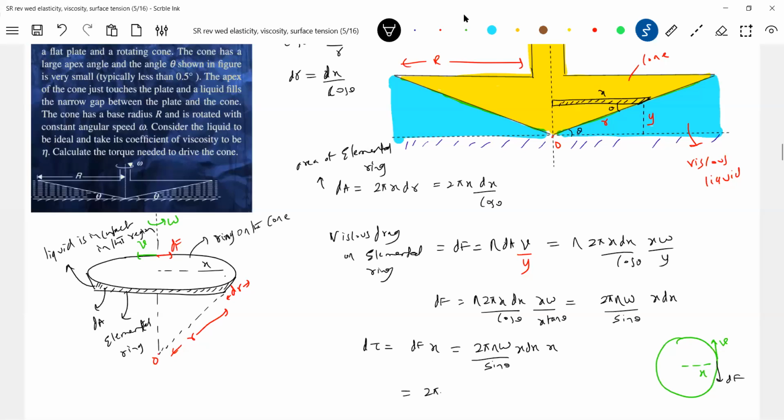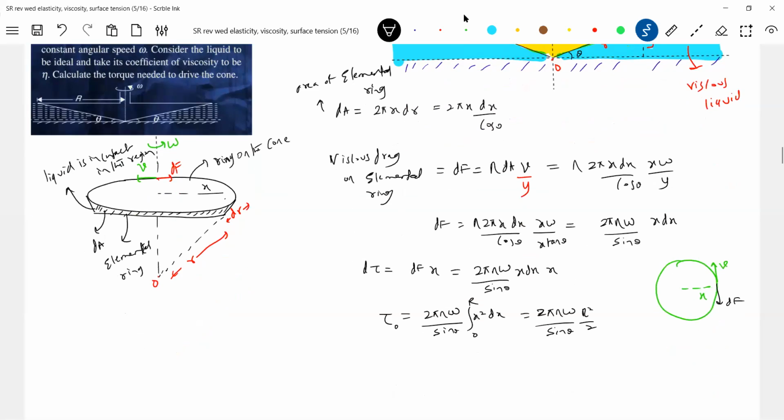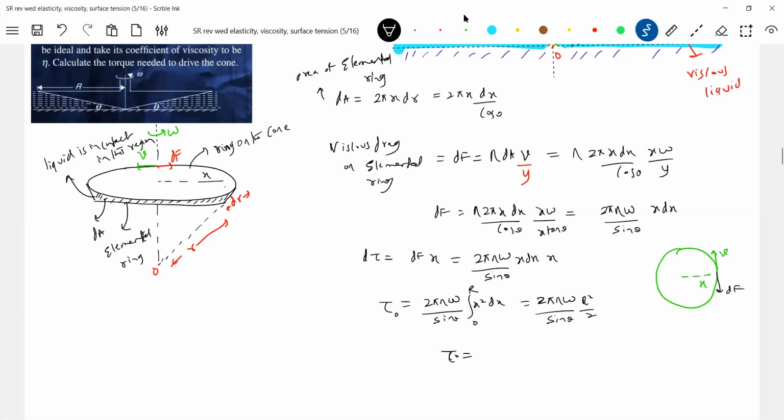What shall be the limit? Torque about axis O, 0 to capital R. 2 pi eta omega sin theta R square by 2. Get cancelled. So pi eta omega R square by theta, theta very small, we can put it. Theta should be in radians, not in degrees.